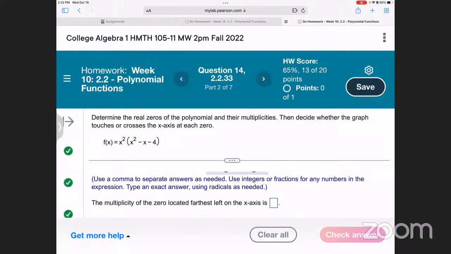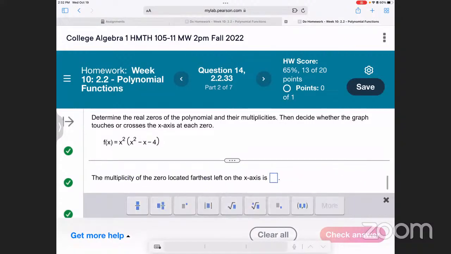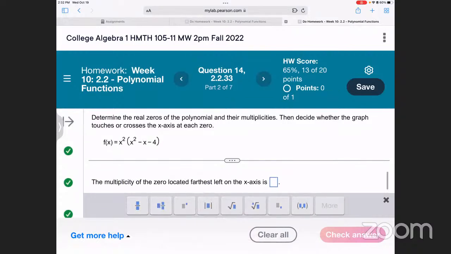The multiplicity of the zero located furthest on the left. Okay. So if zero's in the center, we have that plus or minus. So the multiplicity of that is coming from that trinomial, the x squared minus x minus 4. But that had two zeros. One was plus, one was minus, and each one occurred once. So that means the multiplicity of each of those from the plus or minus is 1. So we're going to put a 1 here.